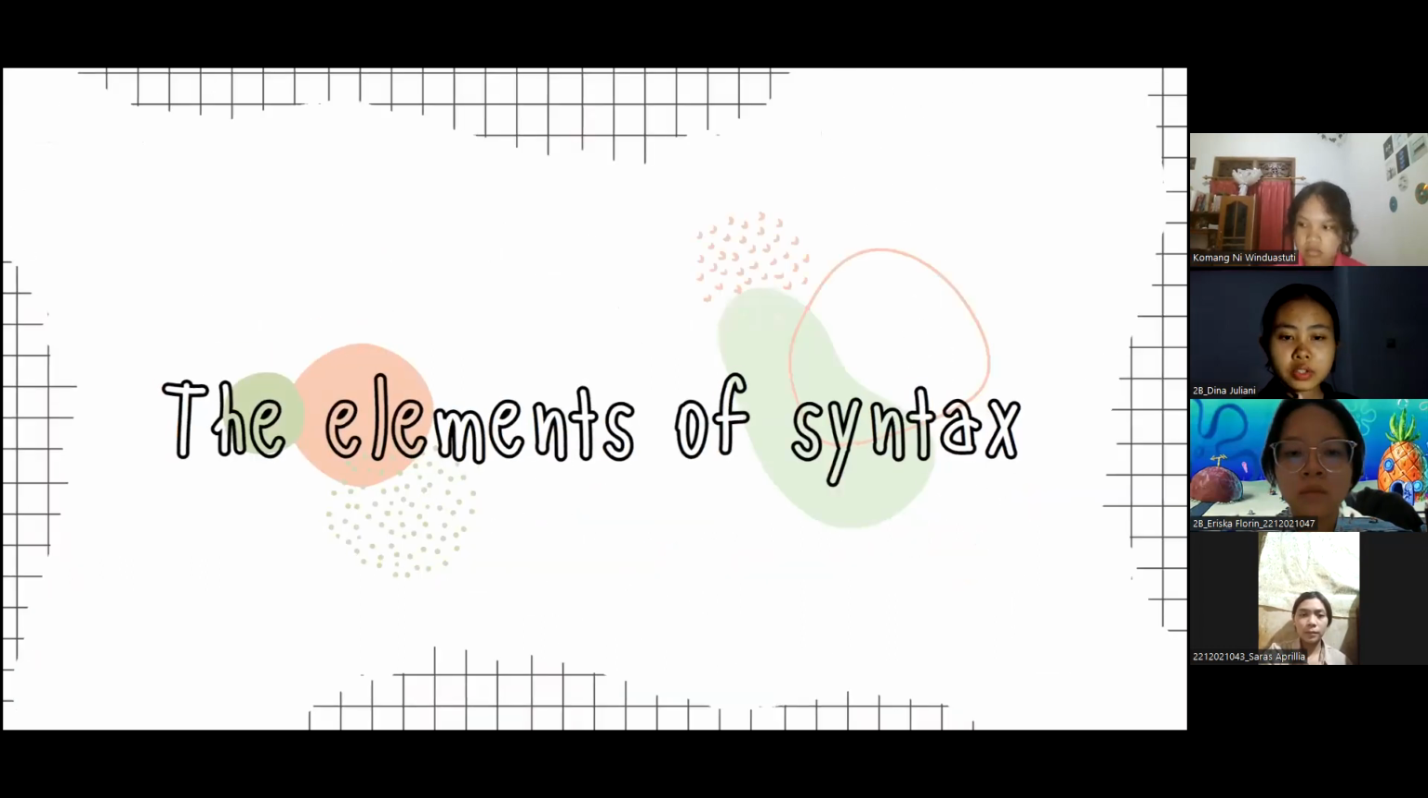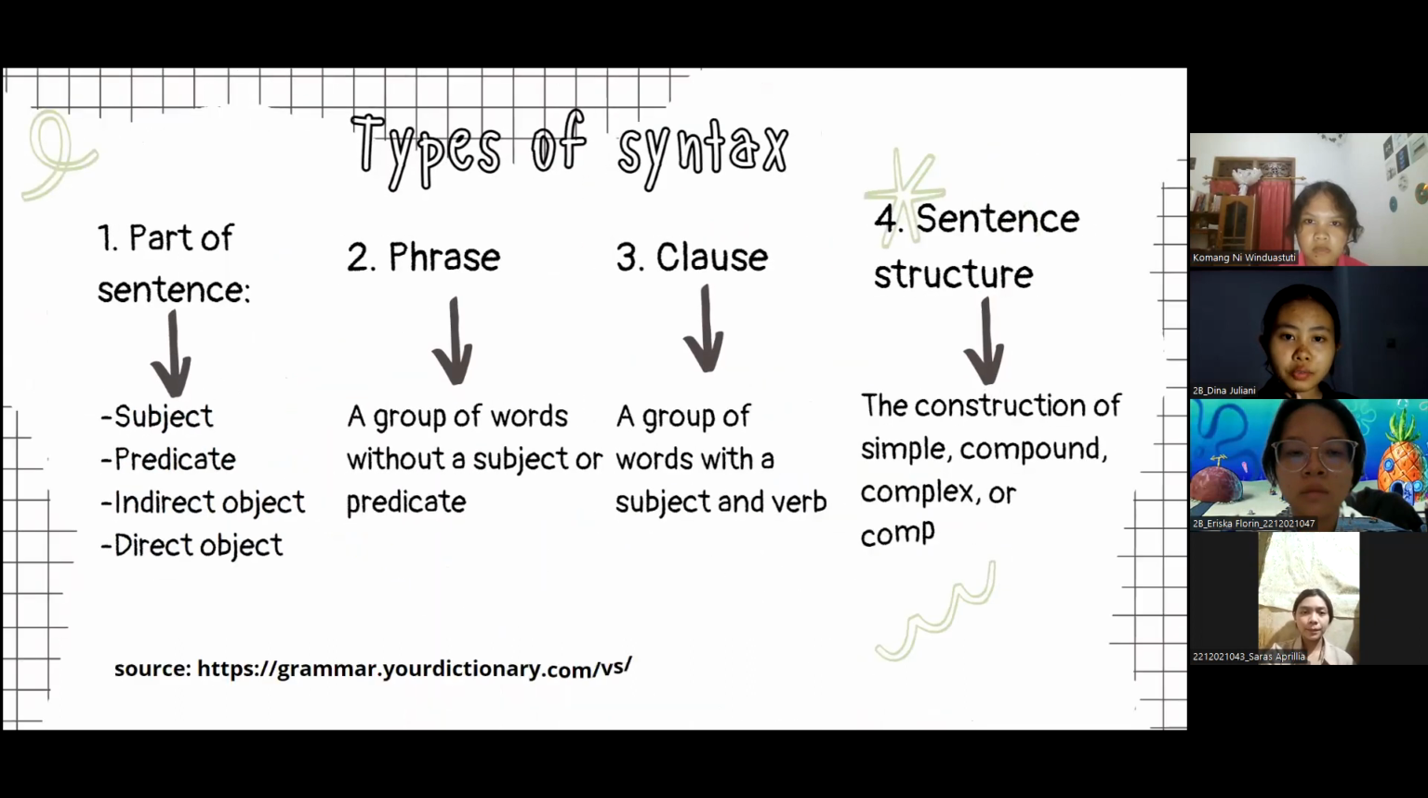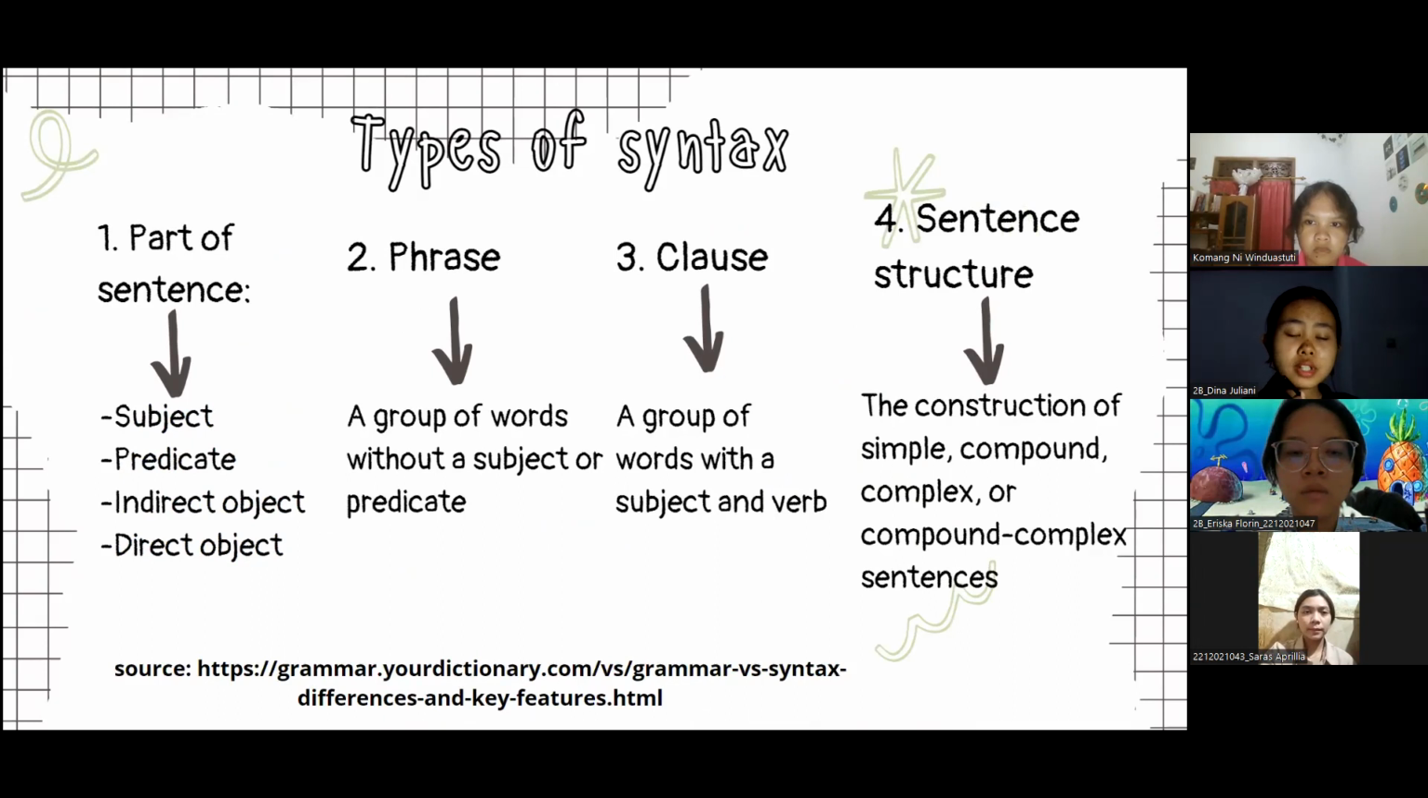Okay, right now let's talk about the elements of syntax. In the elements of syntax, there are types of syntax that consist of four branches. First is part of sentence that consists of subject, predicate, indirect object, and direct object. And then second is phrase. A phrase is a group of words without a subject or predicate. And then clause. A clause is a group of words with a subject and verb. And last but not least, we have sentence structure. Sentence structure is the construction of simple, compound, complex, or compound complex sentences.